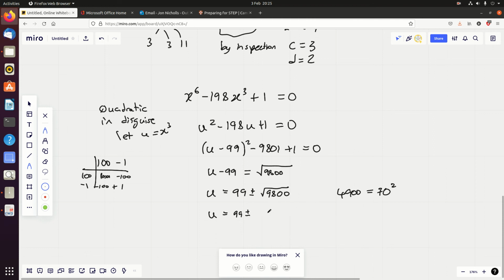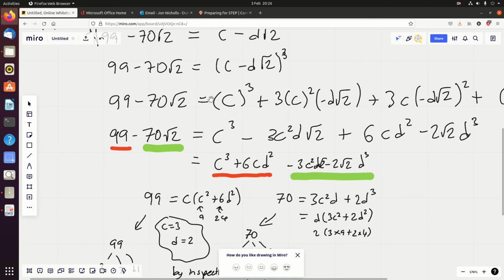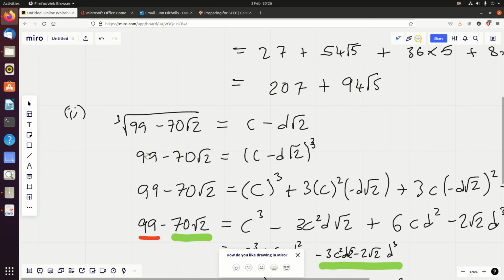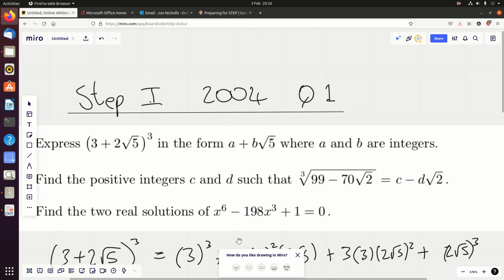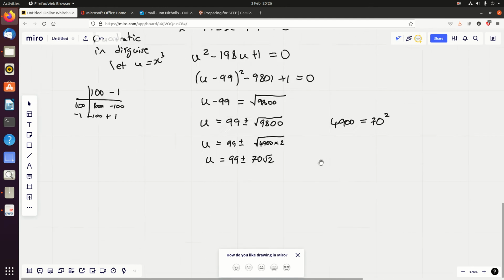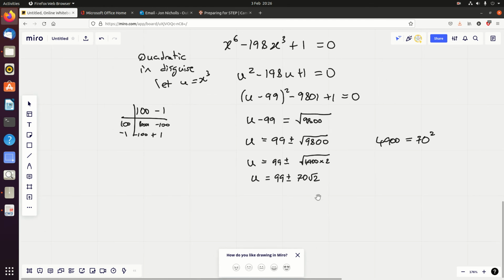And so what I can do is write this as root 4,900 times by 2, and so u is 99 plus or minus 70 root 2. Yeah, 99 plus or minus 70 root 2. Now, what were we just working with? 99 minus 70 root 2. At this point, it should click. There was a reason we did that to help with this. Typical STEP question. They're trying to teach you how to do something, really. It always feels like you're being taught.